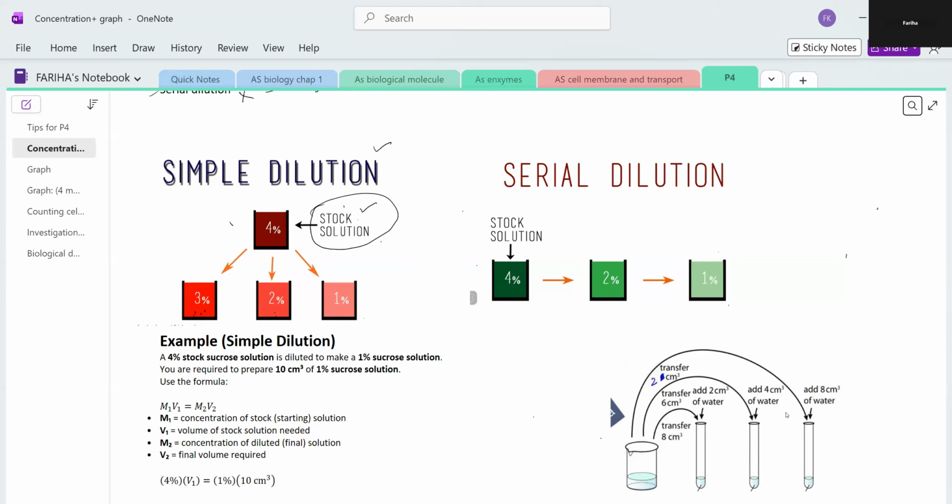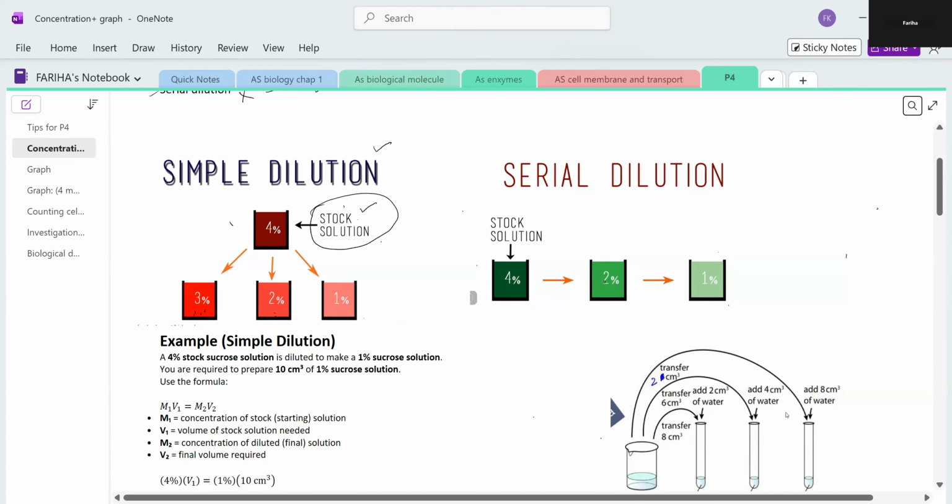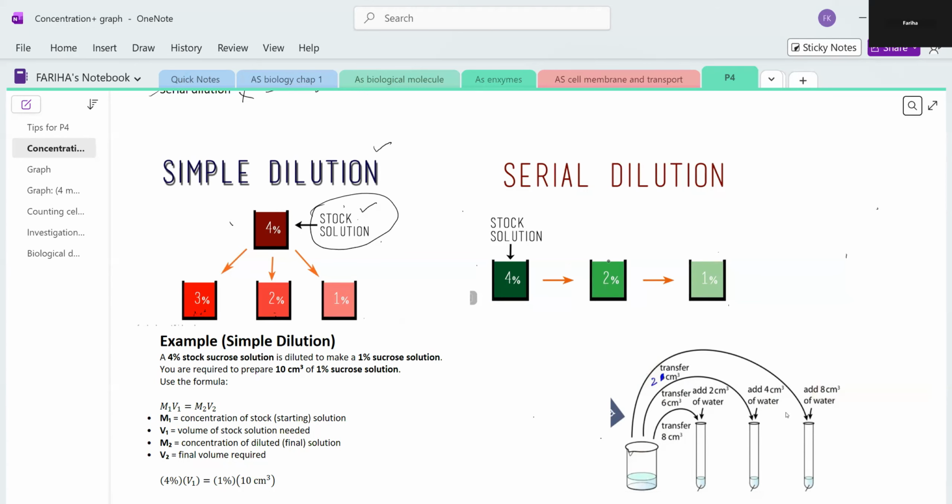Whereas what happens in case of serial dilution? In serial dilution, you create a series of dilutions with decreasing concentration by moving a fixed volume of liquid from one tube to the next instead of always going back to the original bottle. You use the previous tube as your stock for the next step. As in this case, for the 2% solution, the stock is the 4% solution. And in order to prepare the 1% solution, the stock solution is the 2% solution.